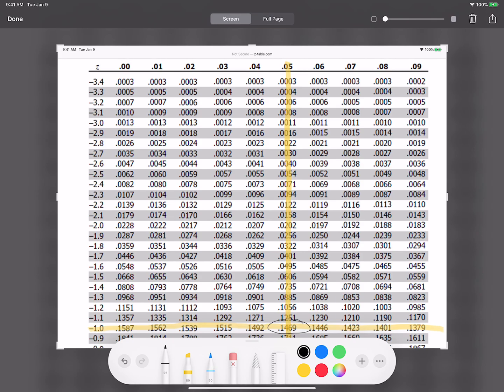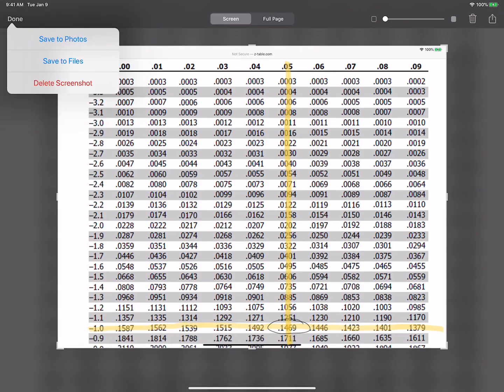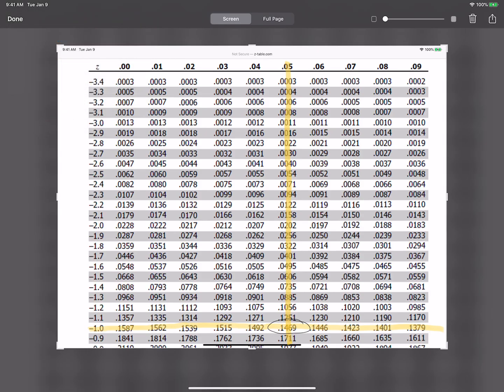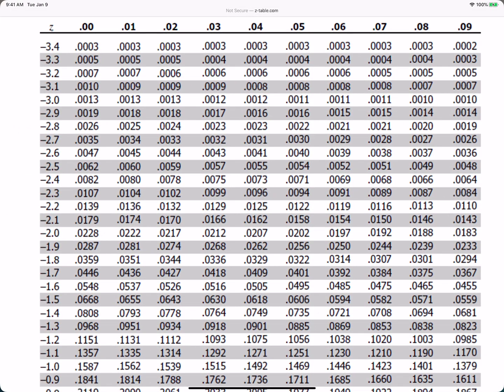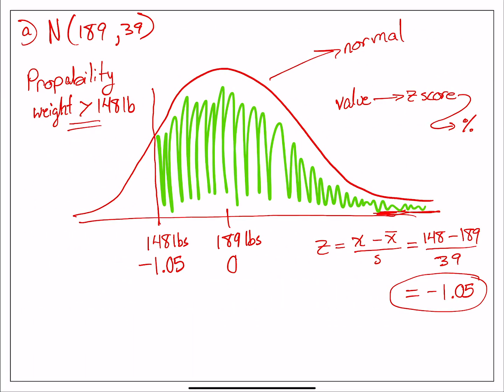So what probability do I get? 0.1469. That's what I get. Yeah, we'll save it. So let's go back to our slides. And we get 0.1469 as our probability. But remember, everything on the table tells us what is to the left.